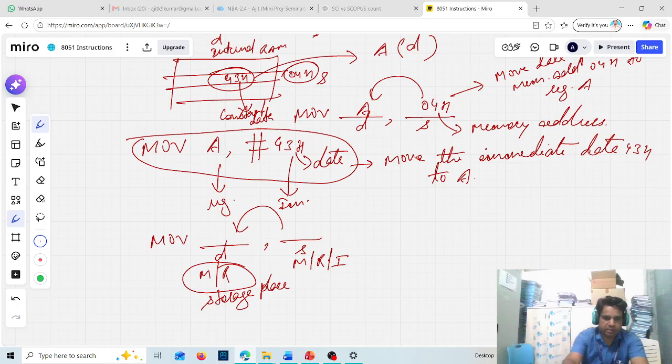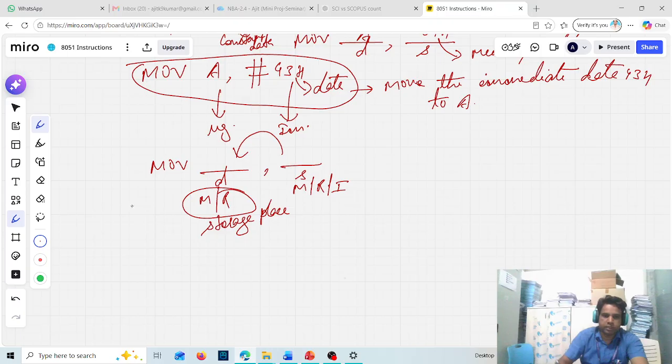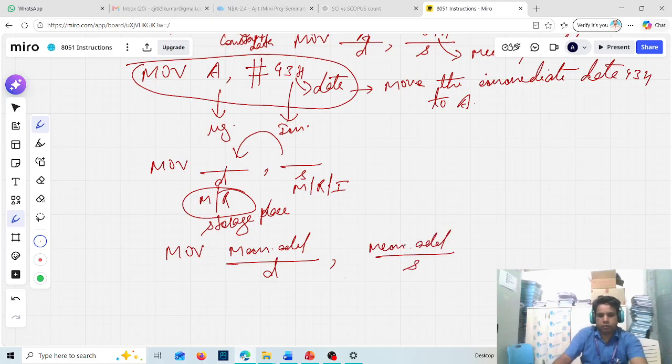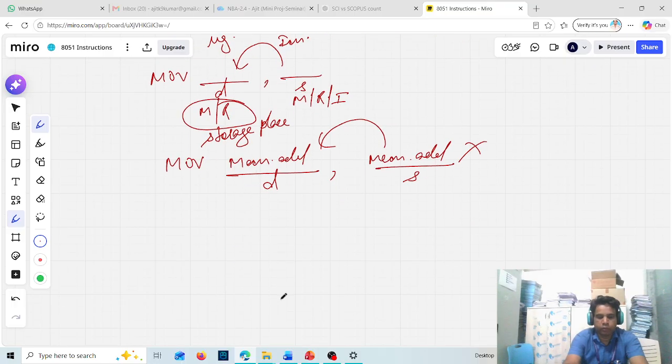So the exception is that you cannot take memory and memory both here. You cannot write move memory address as destination and memory address as source. This is not correct, because there is an exception that both cannot be memory addresses. So I already explained how you can move this value from one memory address to another memory address. First of all you have to transfer the source memory address data into some register, and from register you have to transfer into destination memory address.